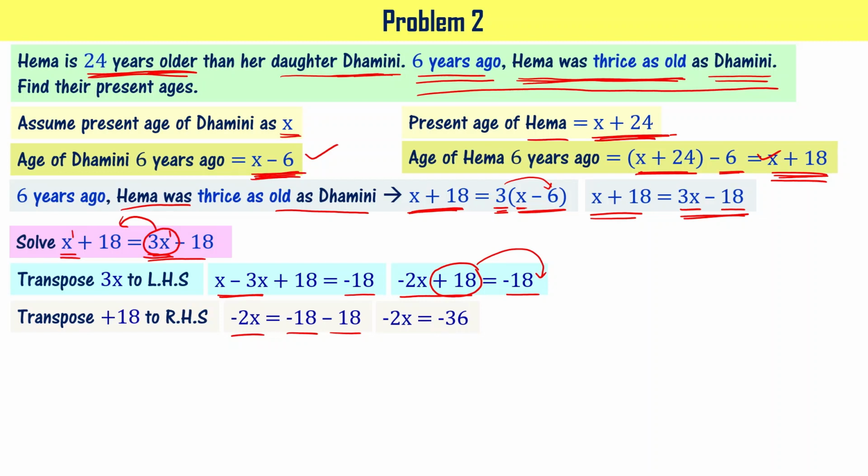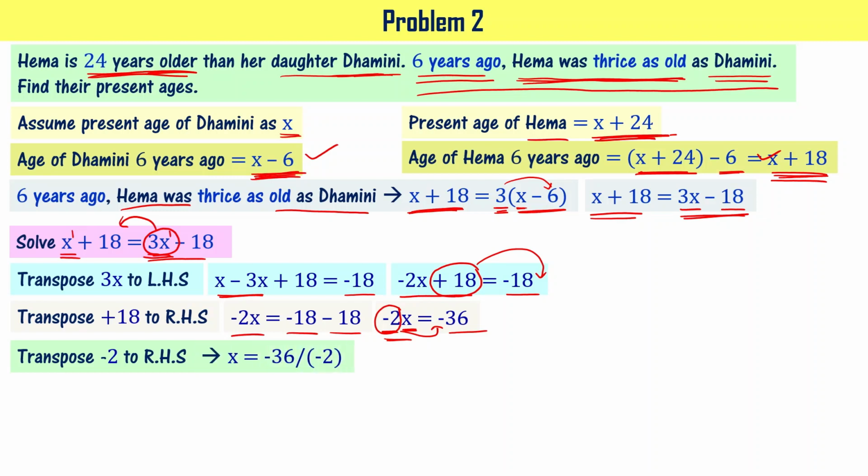Now look at this. I have variable x and minus 2 is multiplying this. It means I can transpose minus 2 from this side to the other side, right? Let's do that. Transpose minus 2 to the right hand side. So since it is multiplying x on the left hand side, when it goes on to the right hand side, it is going to divide minus 36, right? Let me write that. So x equal to minus 36 divided by minus 2, right? Minus by minus is plus. For that reason, I can write the equation as x equal to 36 by 2, that is equal to 18.